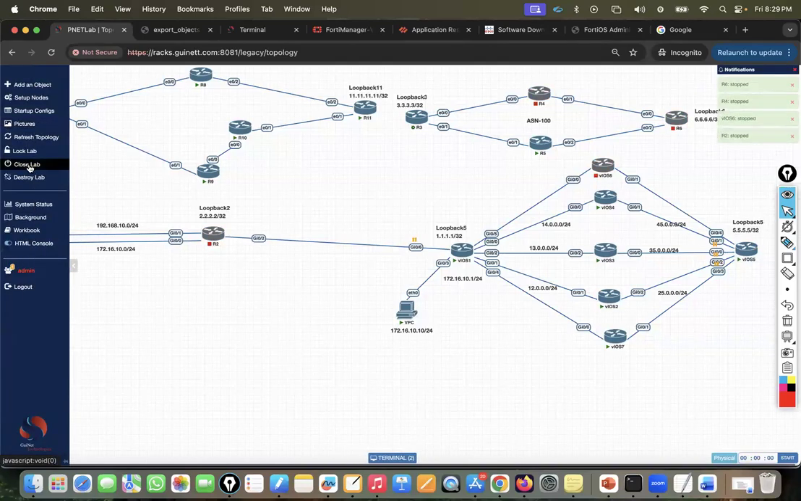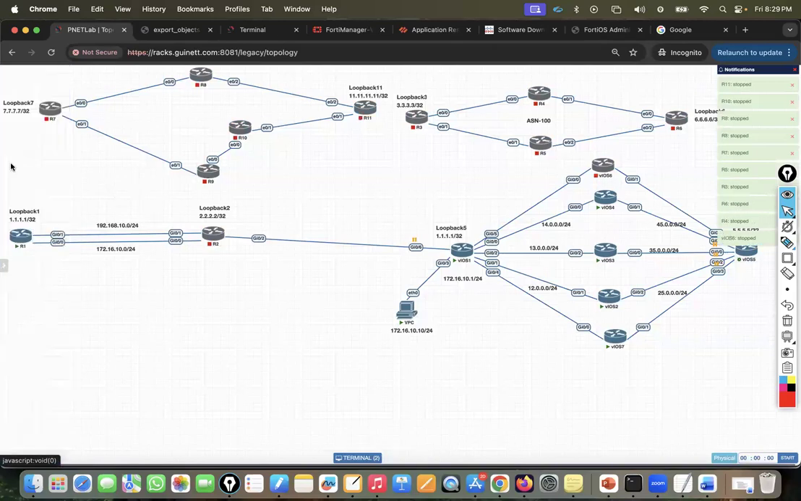Now, normally this default-information originate command is not for EIGRP. This is for OSPF. Yes, we'll see later on.